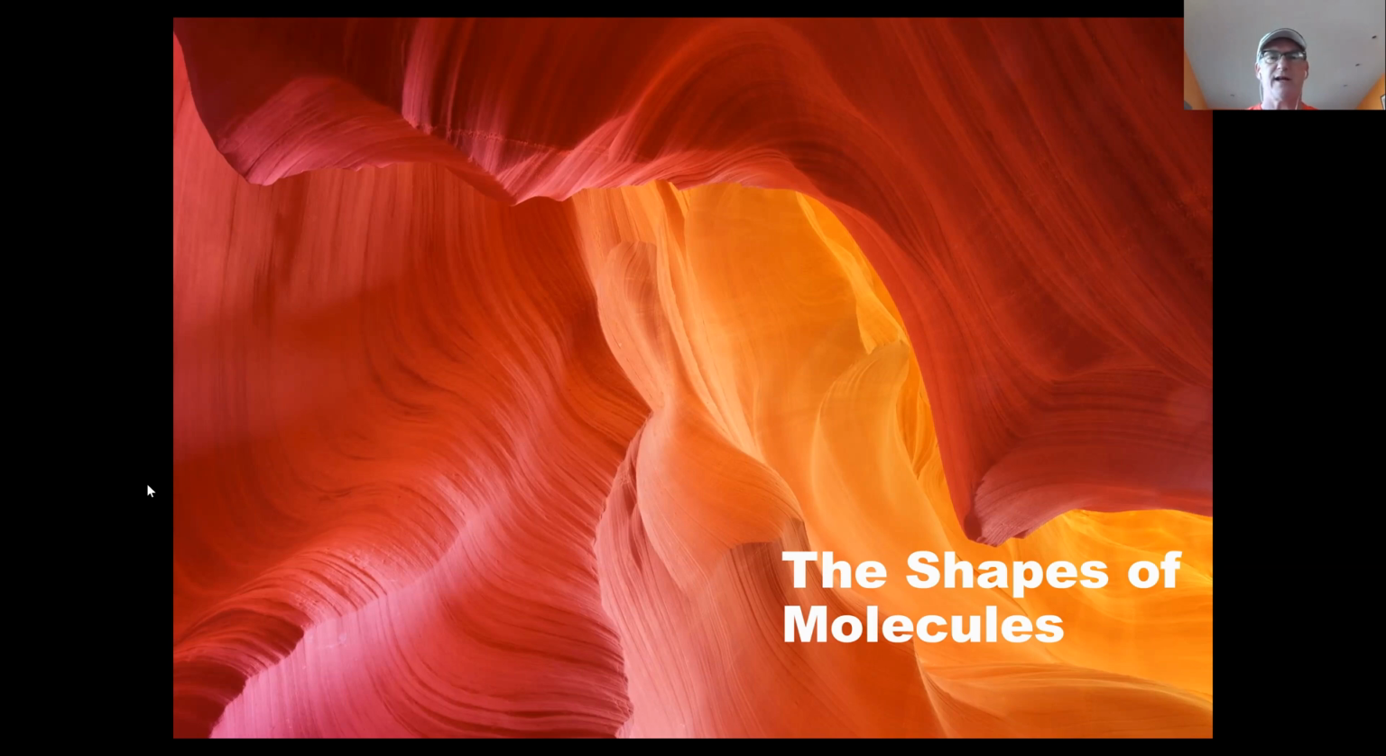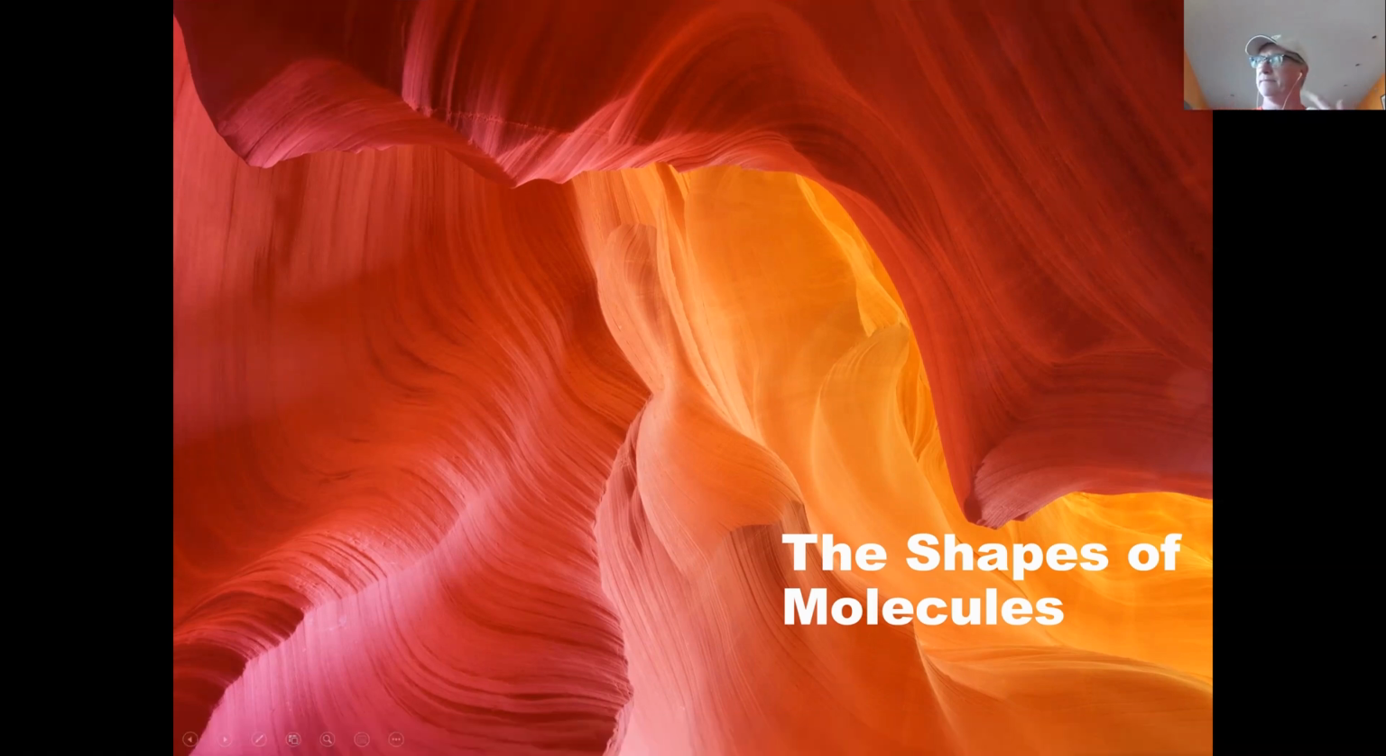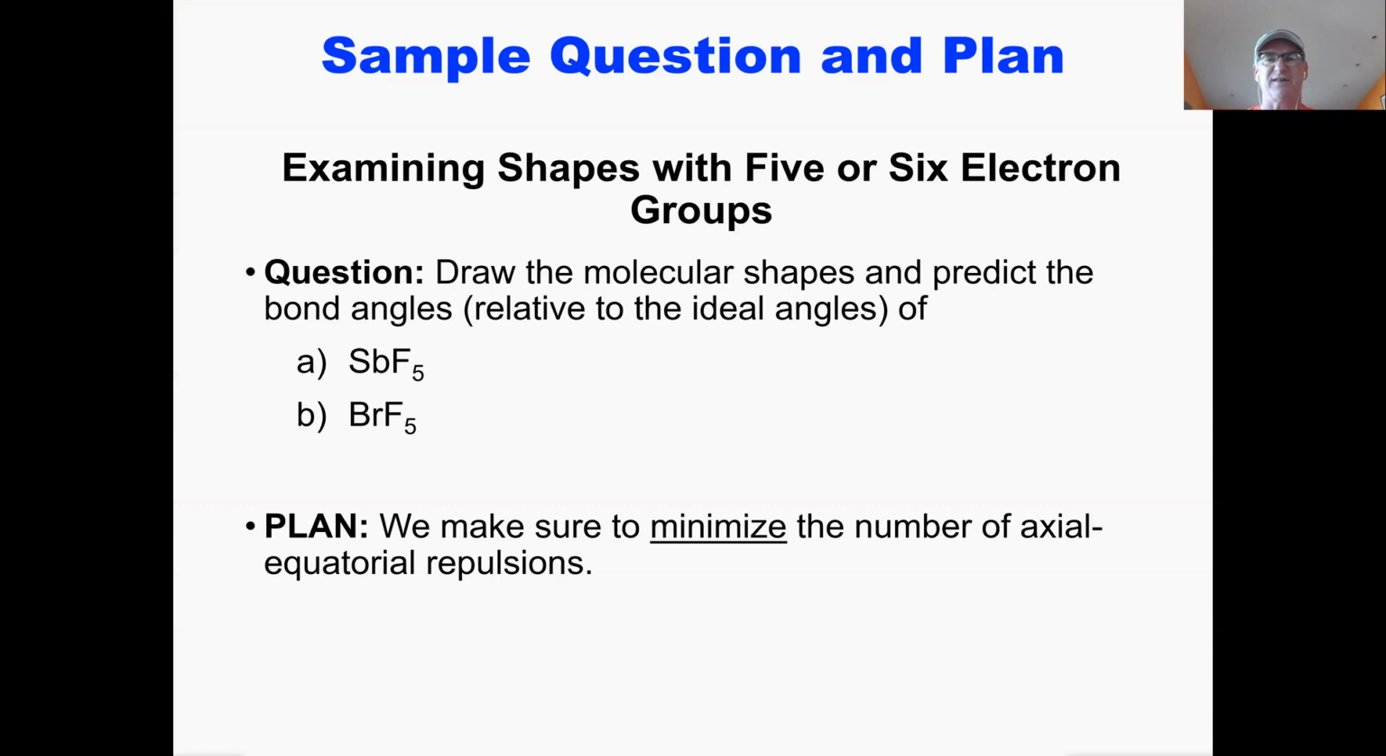We left off working on some problems with 3 and 4 atom, 5 atom molecules and the different shapes that they can make. So let's look at some things that are a little more complicated. Here we have 2 different molecules.